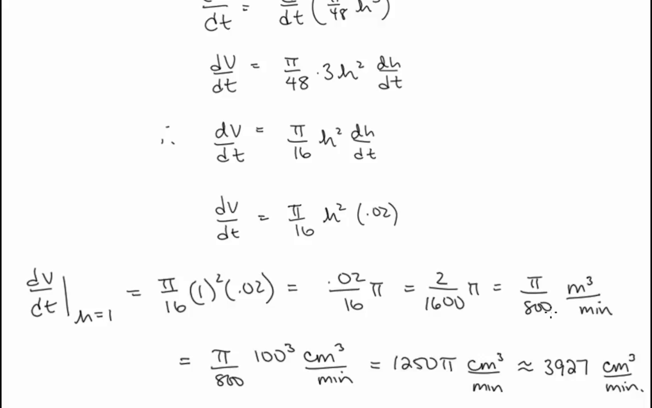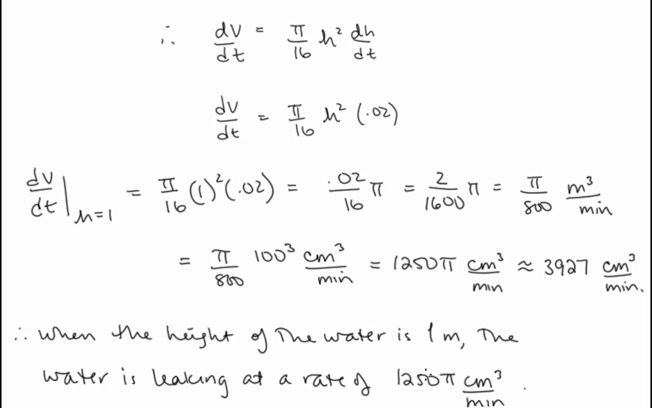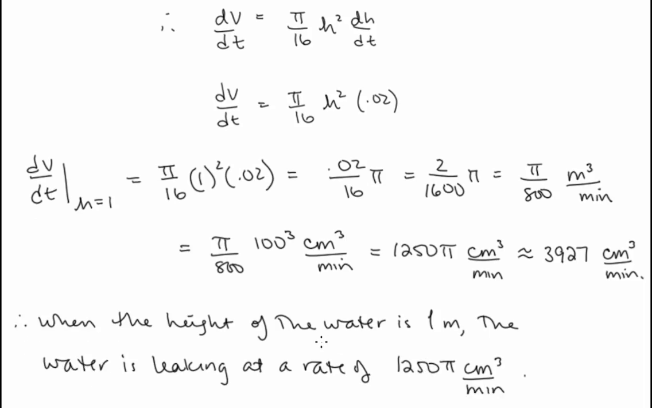And the units here, we're talking about volume over time. We're using meters for distance, so volume would be meters cubed, and we're using minutes for time here. If we want to convert this into cubic centimeters per minute, we can certainly do that. Remember that 1 meter is 100 centimeters. So if you have a meter cubed here, that's 100 cubed centimeters cubed. And so simplifying, we get 1250 pi centimeters cubed per minute. So when the height of the water is 1 meter, the water is leaking at a rate of 1250 pi centimeters cubed per minute.